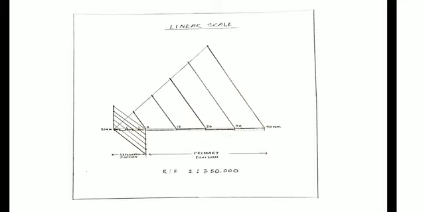And after the completion of the drawing of the linear scale, don't forget to write the primary division like this, the secondary division, and always write the RF here, and put a heading also here, that is linear scale, and you have to complete this linear scale like this.